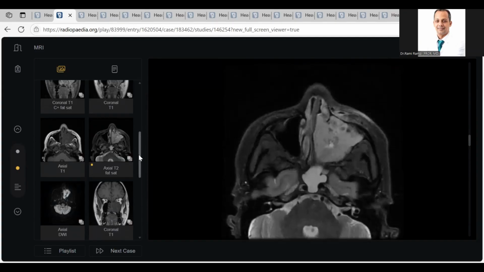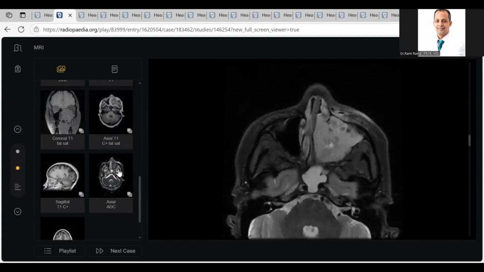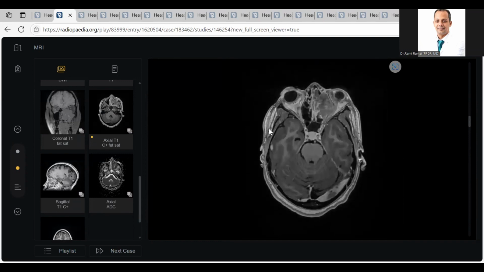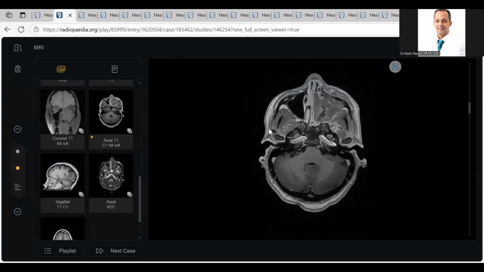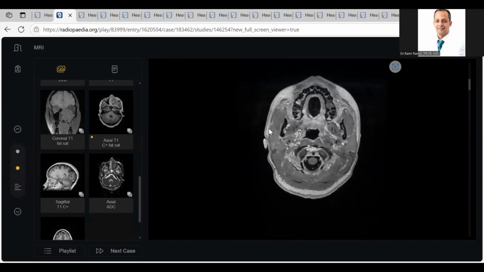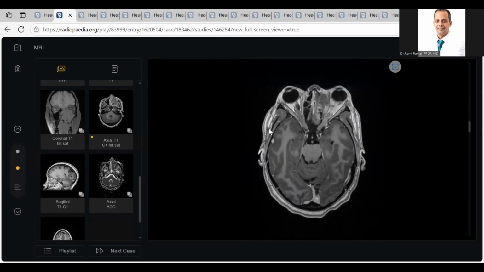The second and last is very avid heterogeneous contrast uptake. So we are dealing with a mass, not just a mucosal thickening of invasive sinusitis.